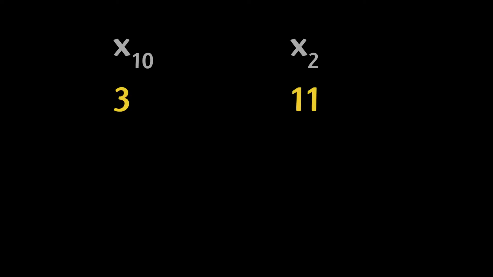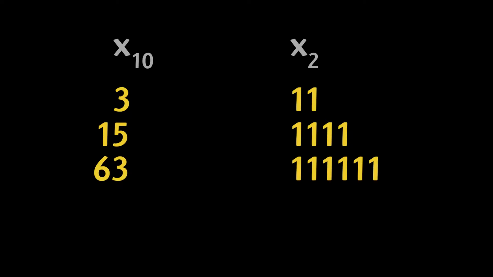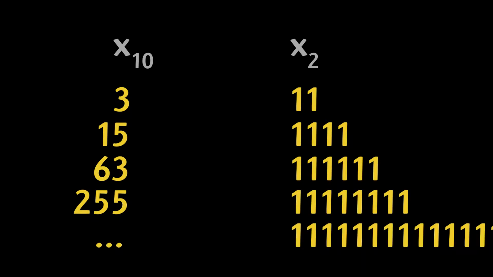But you know, whenever I see 2 to the power of something, I immediately start thinking of binary. So let's ignore the k for a moment and take a look at these numbers in binary. 3 is 11. 15 is 1111. 63 is 111111. And I think you see where this is going.